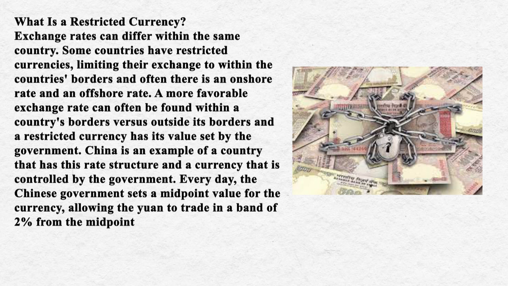China is an example of a country that has this rate structure and a currency that is controlled by the government. Every day, the Chinese government sets a midpoint value for the currency, allowing the yuan to trade in a band of 2% from the midpoint.